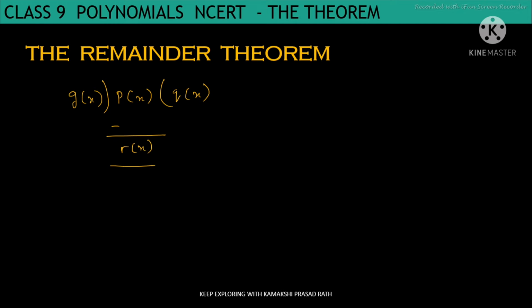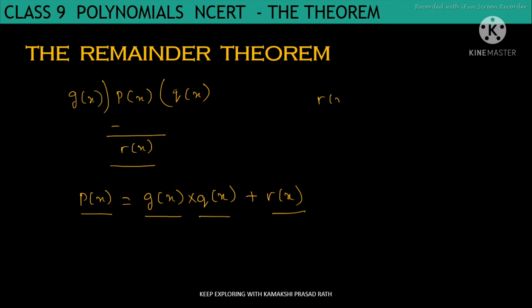So here we see the same concept that we use for numbers: p of x can be written as g of x multiplied by q of x plus r of x, where p of x is the dividend, g of x is the divisor, q of x is the quotient, and r of x is the remainder. Now let's see the relationship between the remainder and the divisor. As we saw earlier, the remainder is always less than the divisor.